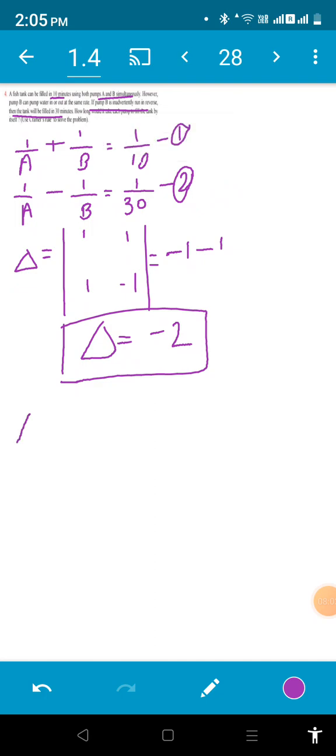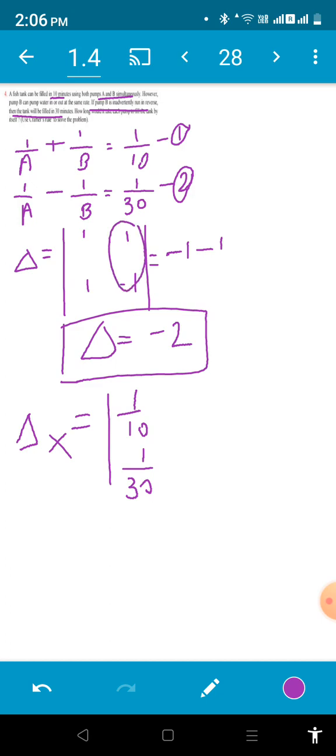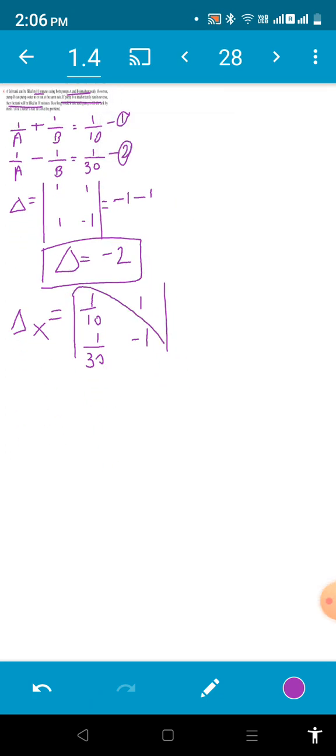Similarly, I find the delta x value. I take this value and put the constant values in the x term: 1 by 10, 1 by 30. This column has no change, so 1, minus 1 stays as it is. Then 1 by 10 into minus 1, that is minus 1 by 10. Then minus 1 by 30 into 1, that is minus 1 by 30.